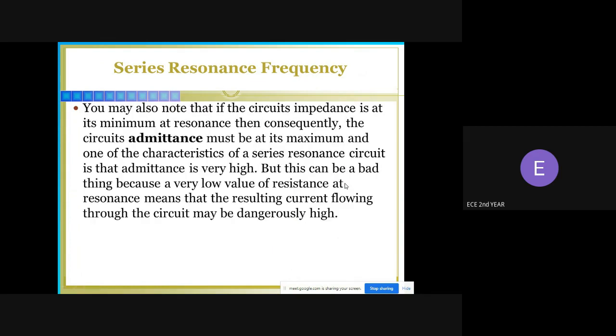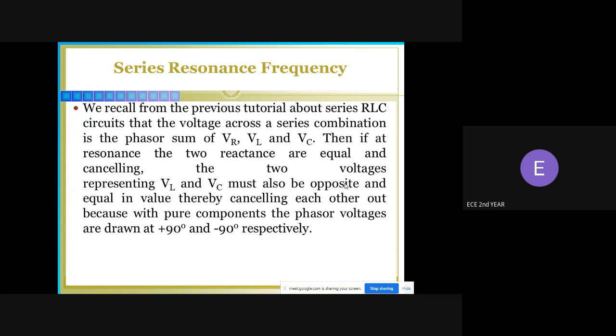You may also note that if the circuit impedance is at its minimum at resonance, then consequently the circuit admittance must be at its maximum, and one of the characteristics of a series resonance circuit is that admittance is very high. But this can be a bad thing, because the very low value of resistance at resonance means that the resulting current flowing through the circuit may be dangerously high. So at XL equal to XC, the circuit has minimum resistance, and the current flowing in the circuit is very high, maybe at a dangerous value.